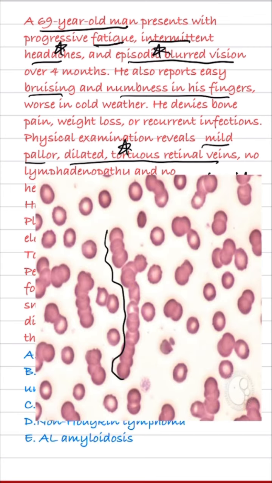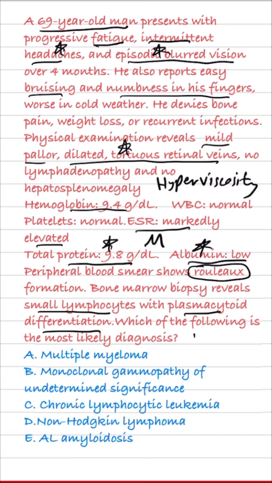The RBCs are clumping. All of that is due to IgM paraproteinemia. The disease causes monoclonal proliferation of plasma cells just like multiple myeloma, but causes overproduction of IgM, not IgG or IgA like multiple myeloma. And this is very, very high yield.